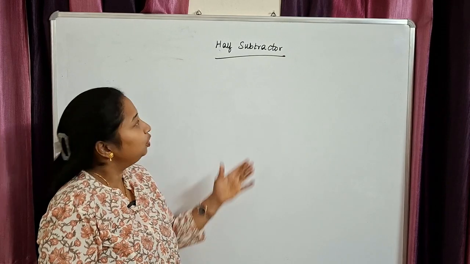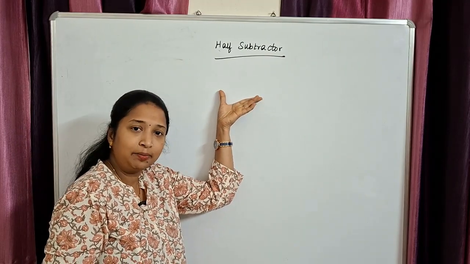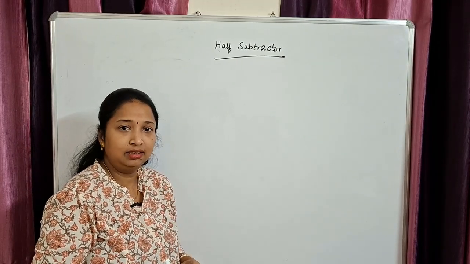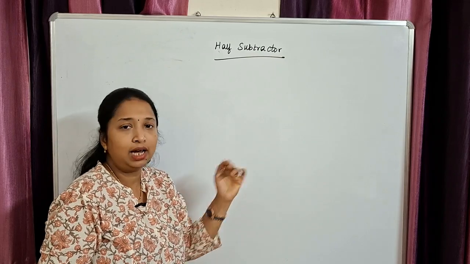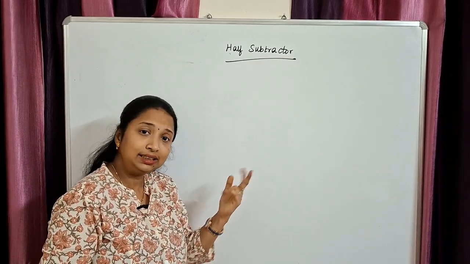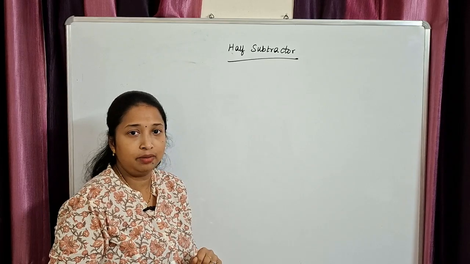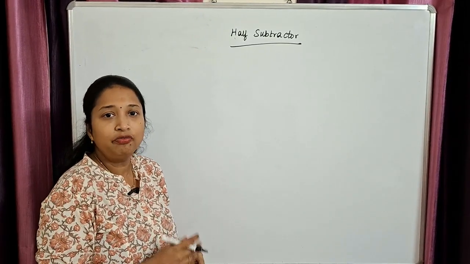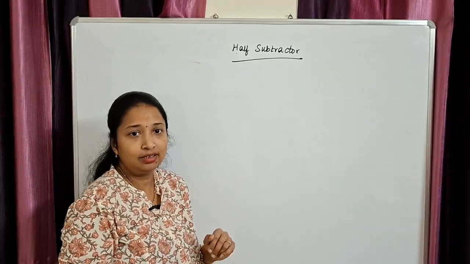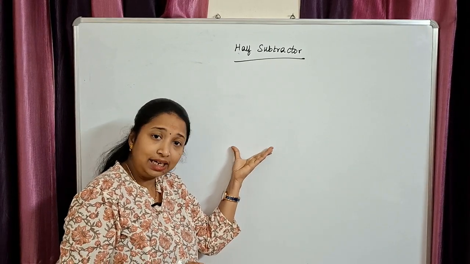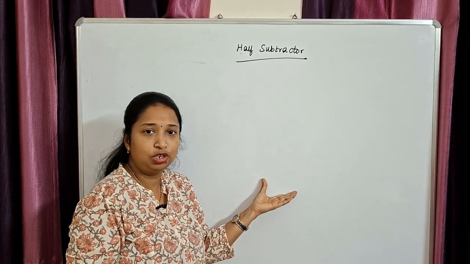Hello all. In today's lecture, we are going to see about half subtractor. What is a half subtractor? Half subtractor is nothing but a normal arithmetic subtractor, but it does the subtraction of two input binary numbers. And then it will give you two outputs, one is your borrow, another is your difference. This half subtractor is again an example for a combinational logic circuit.